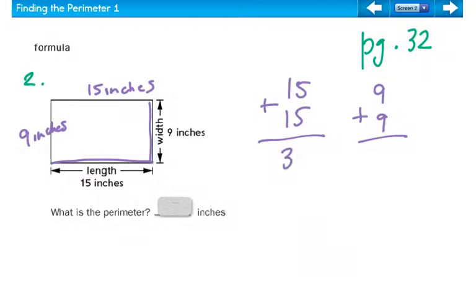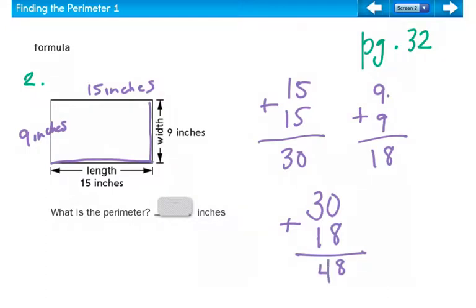15 plus 15 is 30. 9 plus 9 is 18. I'm going to add those two numbers up. You have plenty of space over to the side to add those two numbers up. 0 plus 8 is 8. 3 plus 1 is 4. What is the perimeter? The perimeter is 48 inches.